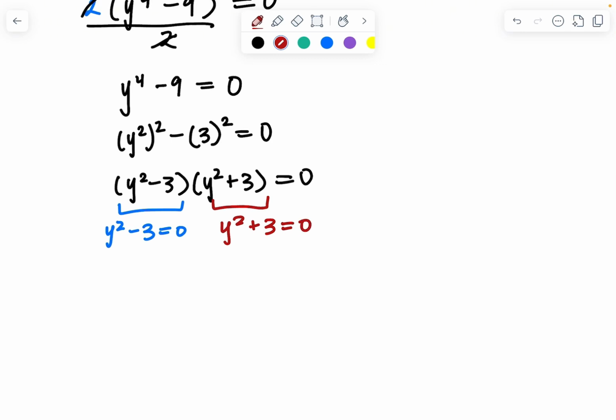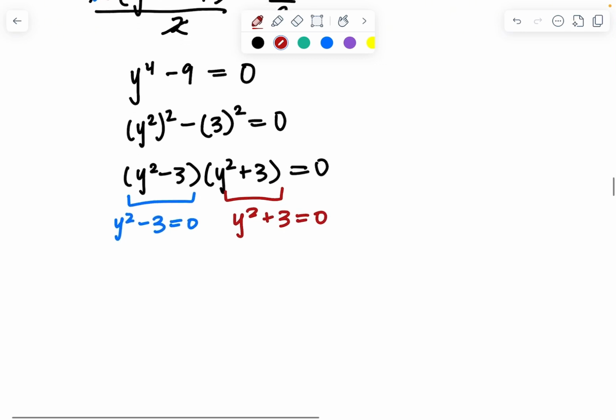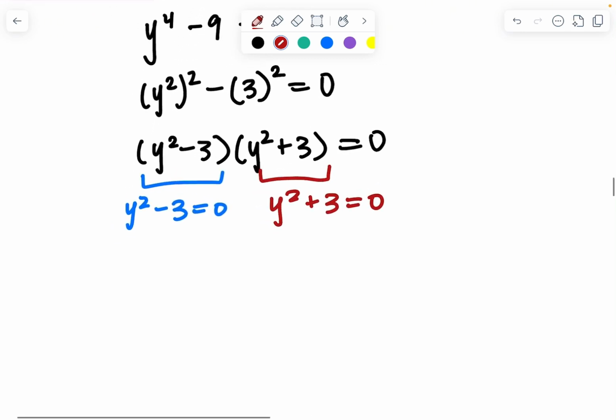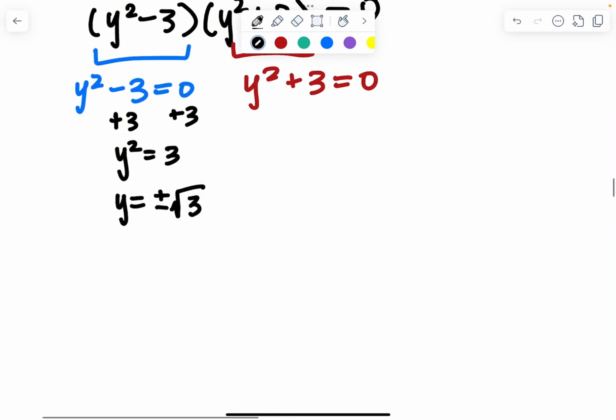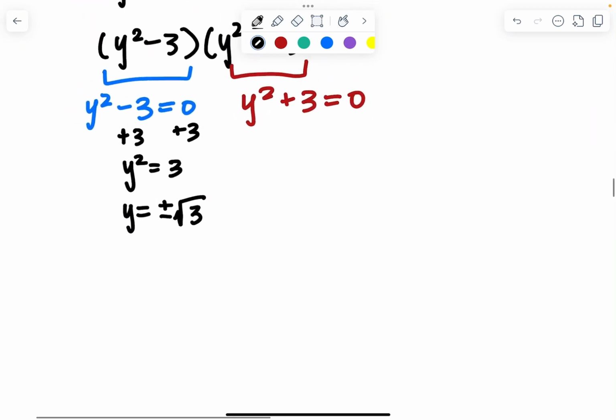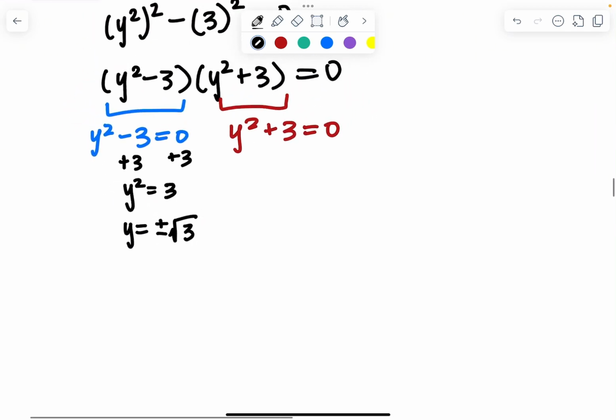In both cases, we're dealing with a quadratic equation that doesn't have a center term. And so the best way to solve these is to isolate the squared term. In this case, we're going to add 3 to both sides. And then we're going to use the square root property. And so if y squared equals 3, that means y equals the positive or negative square root of 3. This radical can't be simplified, and so this would be our simplified final answer.